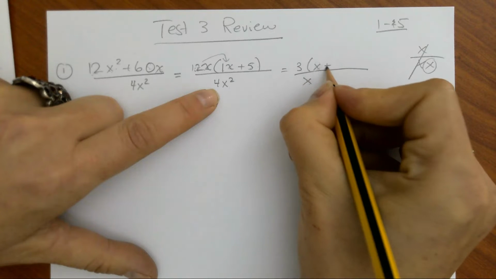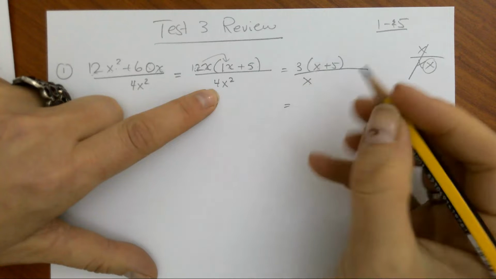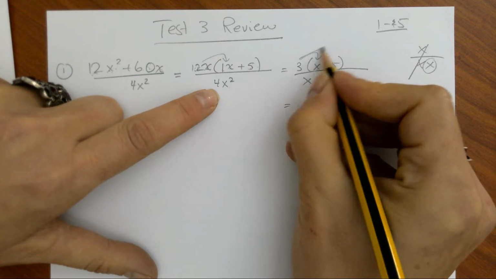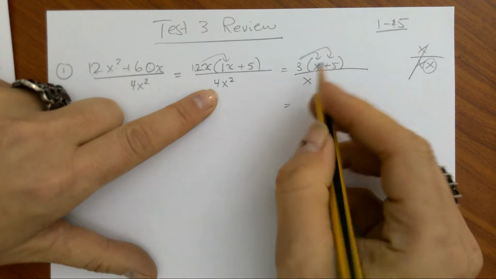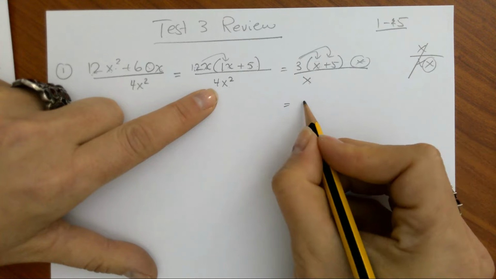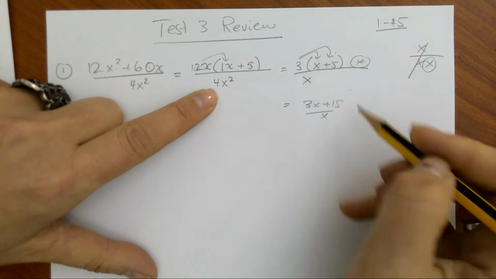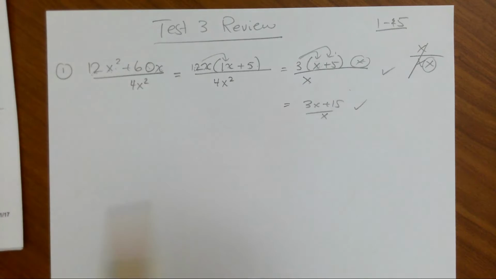X plus 5, which can also, if you check in my math lab, they might want you to multiply it out because maybe they don't want us to write it that way. So you could write it this way, or you can write it 3x plus 15 over x. Those answers are both the same. Okay, let's look at the next one.